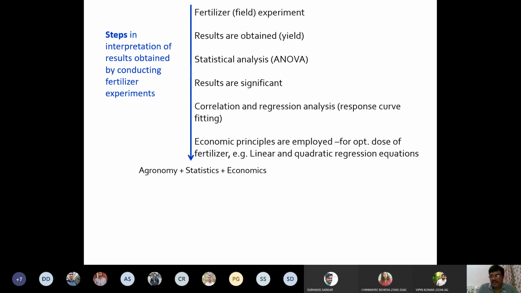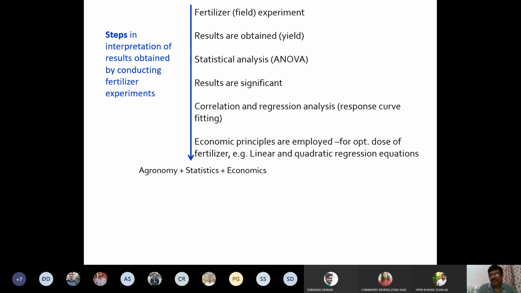Assume that you have conducted a fertilizer experiment with different levels of a nutrient. Most of the time I will refer to nitrogen, so nutrient means I will take nitrogen. The fertilizer experiment is conducted and results are obtained. You have used different levels of nitrogen, and then you have seen the statistical analysis. The F test has been done, and you have seen the significance of the treatment.